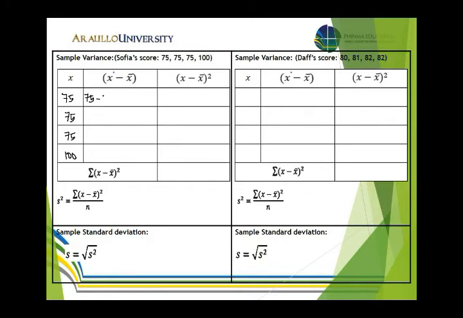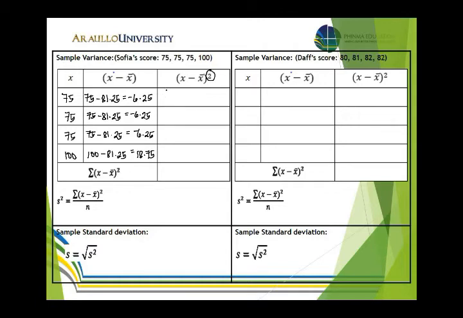We have 75 minus 81.25 is equal to negative 6.25. Then we have 75 again minus 81.25, negative 6.25. And then we have 75 minus 81.25 is equal to negative 6.25. And then we have 100 minus 81.25, we have 18.75.